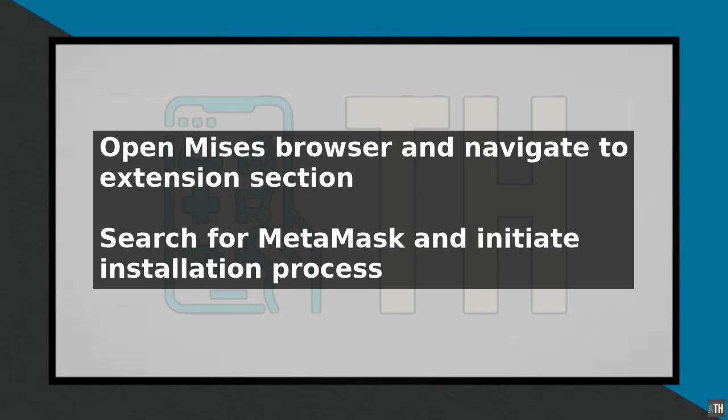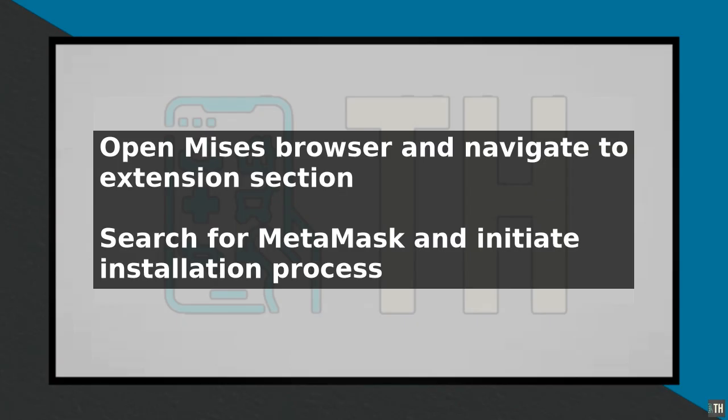To create a MetaMask wallet in the Mises browser, start by opening the Mises browser on your device. Once the browser is open, navigate to the Mises store or the browser's extension section. Search for MetaMask and click on the MetaMask extension to initiate the installation process.